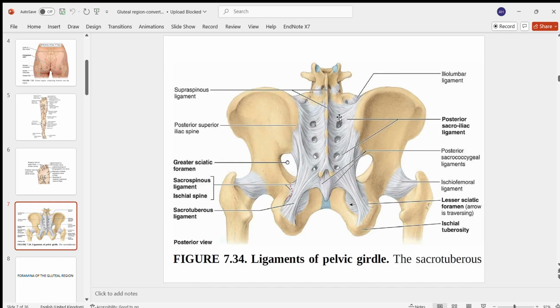Now, the ligaments of the pelvic girdle, the most important ones are the sacrotuberous ligaments and the sacrospinous ligaments. The sacrotuberous ligament is between the sacrum and the ischial tuberosity here, and the sacrospinous ligaments are between the sacrum and the ischial spine here.